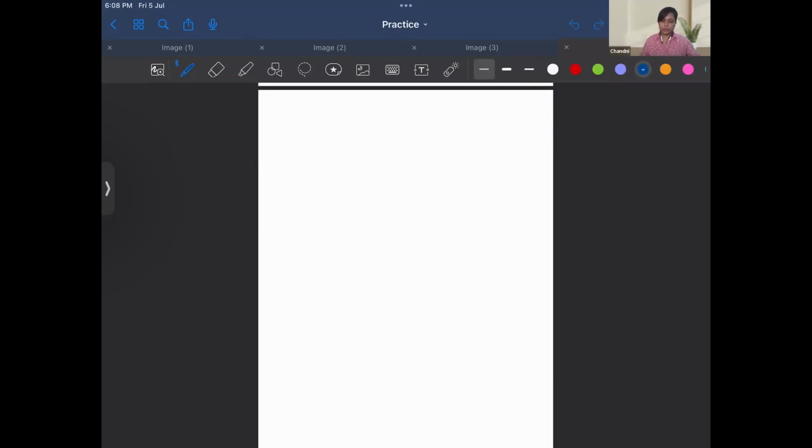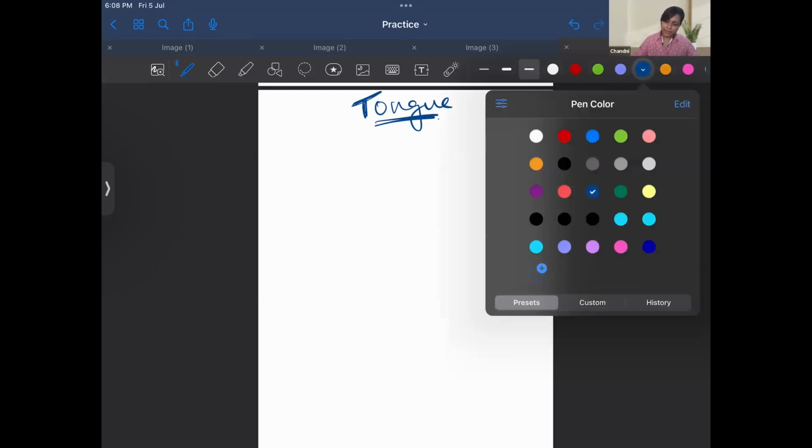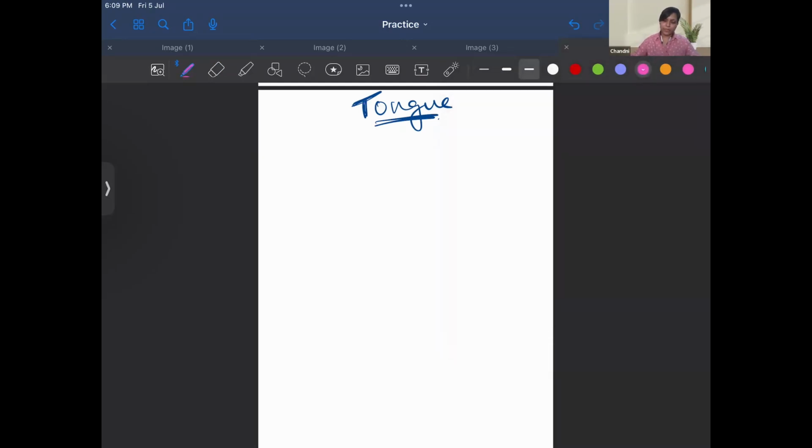Another thing I must tell you is learning is such a continuous process. In all these years, this is the very first time in my life that I'm drawing a histology diagram on an iPad. Okay, so bear with me.